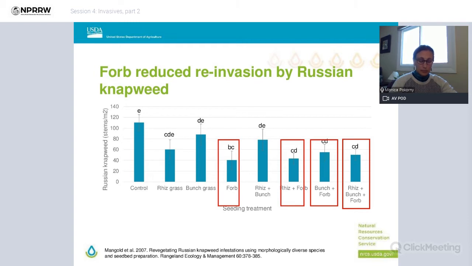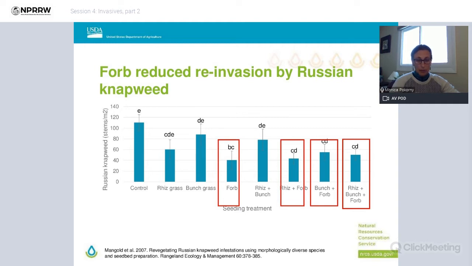On one of the sites, the Russian knapweed decreased by 50 to 60%. When tilling was added, there was a 35 to 40% reduction in Russian knapweed, and it had the highest establishment of our seeded species.